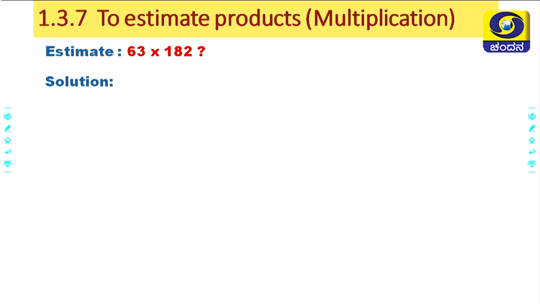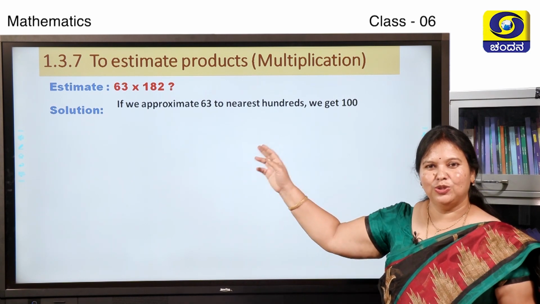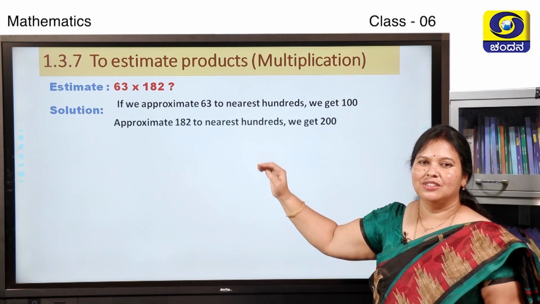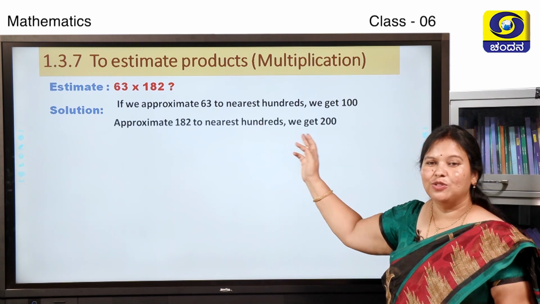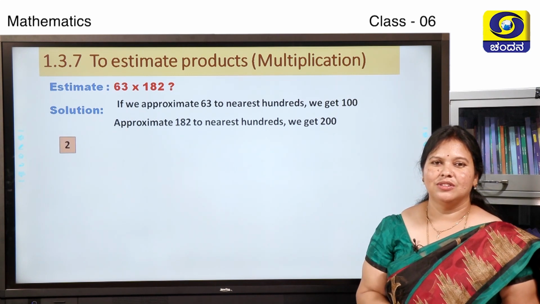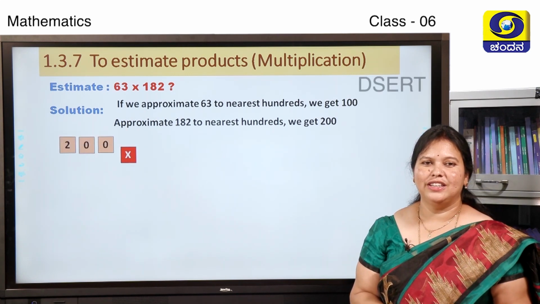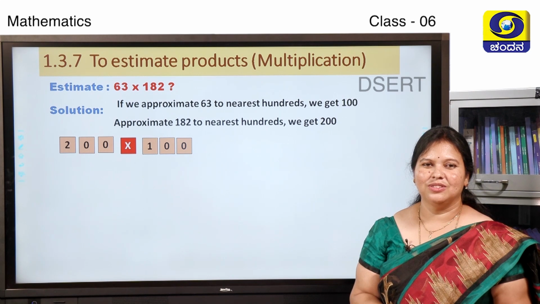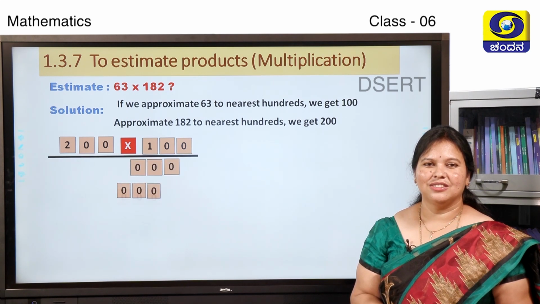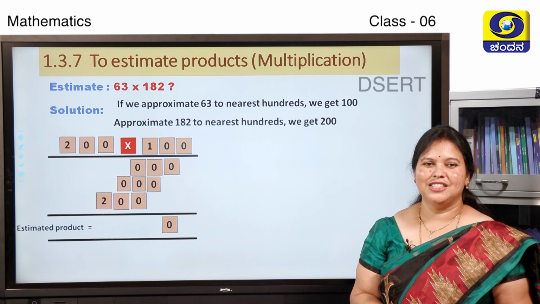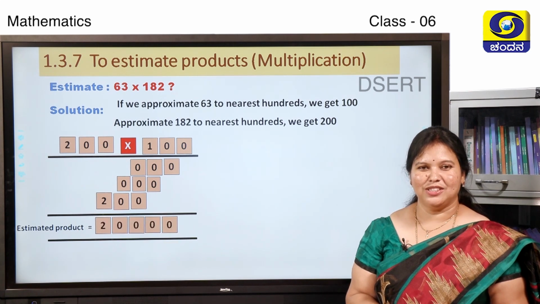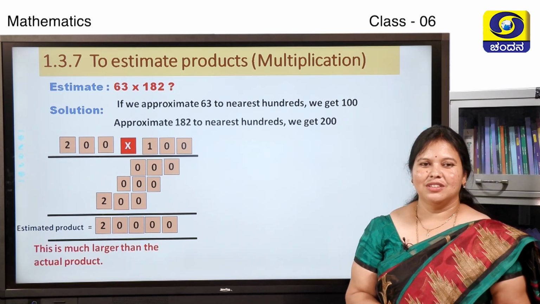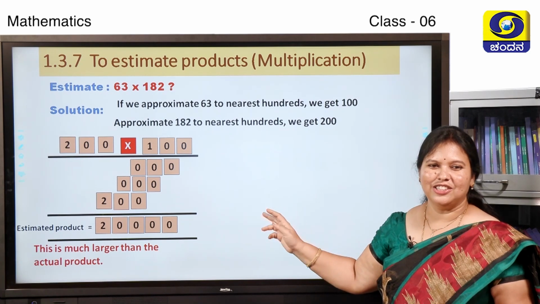Similarly, let us take another example. 63 into 182. If we approximate 63 to the nearest hundreds, we get 100. If we approximate 182 to the nearest hundreds, we get 200. So, 200 into 100, it's very easy to calculate, no? We get how much? Yes, estimated product is 20,000. Very good, children. I think you have understood how to estimate products. But this is much larger than the actual product.